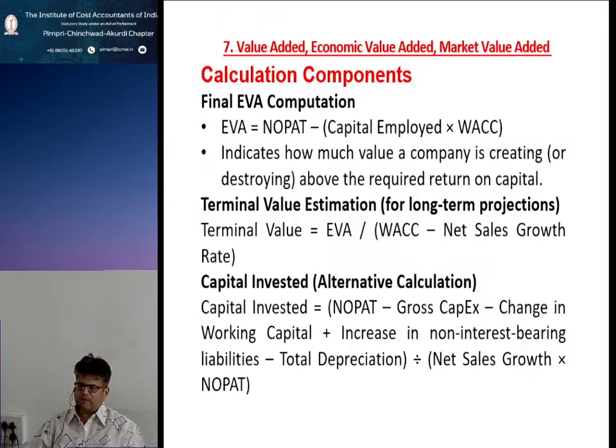So therefore, capital invested is the alternative calculation. Capital invested is equal to NOPAT minus gross capex minus change in working capital plus increase in non-interest-bearing liabilities minus total depreciation, divided by net sales growth into NOPAT. So this is the formula which is used for capital invested, the alternative calculation for economic value added.